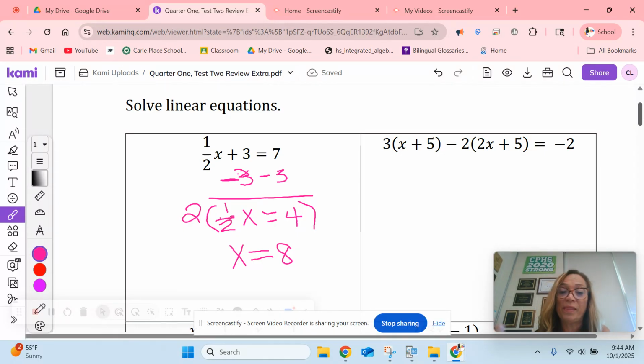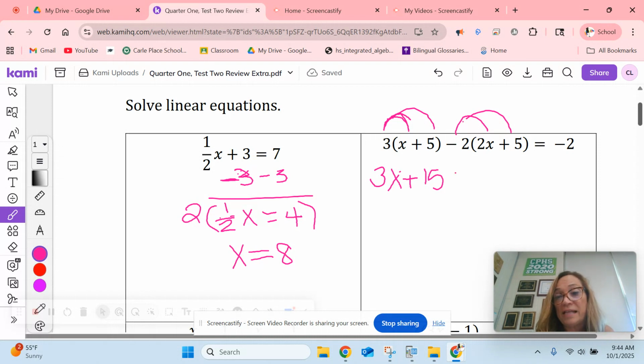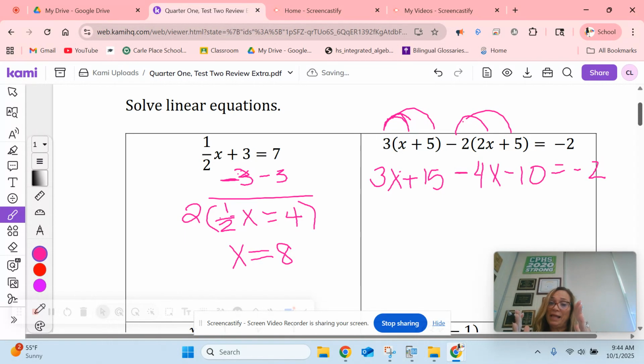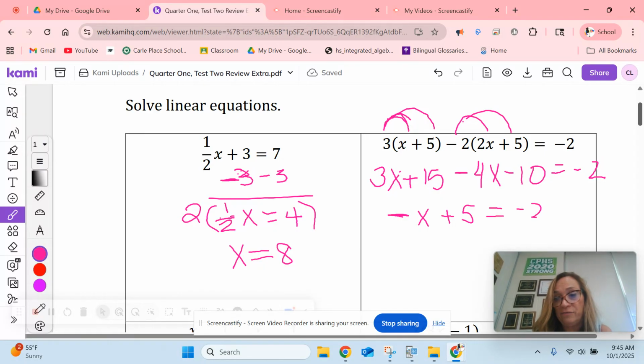There's so many ways. All right, so now this one, I'm going to use the distributive property. I'm actually going to use it twice. So the first one is fairly simple. That's 3x plus 15. The second one, I do have to be careful because I'm multiplying by a negative number. So that's going to be minus 4x minus 10 equals a negative 2. I like to combine my like terms and then know what I'm dealing with. So I'm going to combine the x's. That gives me a negative x. You could also write a negative 1x. And that's going to give me a plus 5 equaling negative 2.